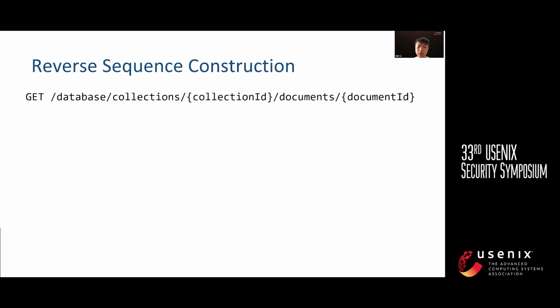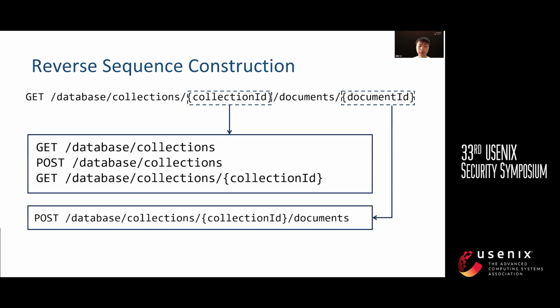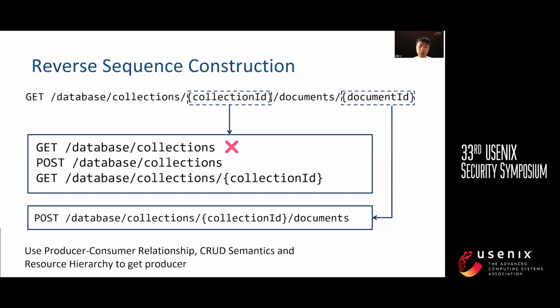Let's see how reverse sequence construction works. First, assume there is an API endpoint with two consumers, collection ID and document ID. We identify potential producers. Notice that the first and the second producer share the same path. But in our rules, POST has higher priority than GET, so the first one is removed. To summarize, we use producer-consumer relationships, crude semantics, and resource hierarchy to identify producers.